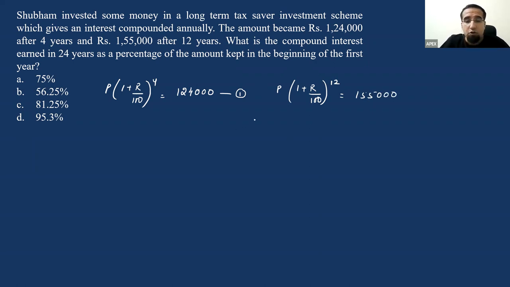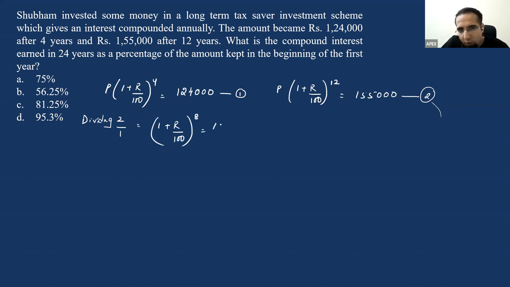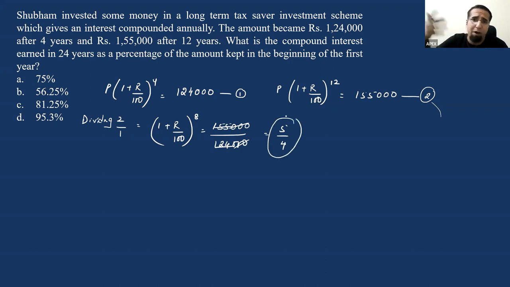So what am I looking at here, guys? In compound interest, the best part is we can always divide them. So when I divide 2 by 1, what do we get? We get (1 plus R by 100) whole to the power 8 equals 1,55,000 divided by 1,24,000. So 3 zeros get cancelled. This is 31 5s and 31 4s, so this is 5 by 4. That is (1 plus R by 100) whole to the power 8. And in compounding, always when amounts are given, divide them.